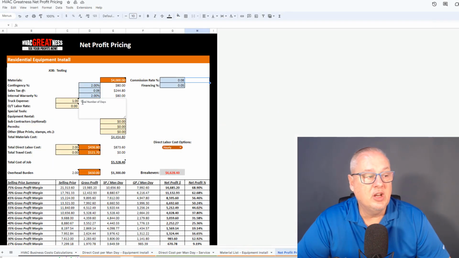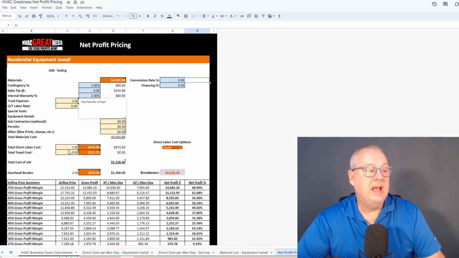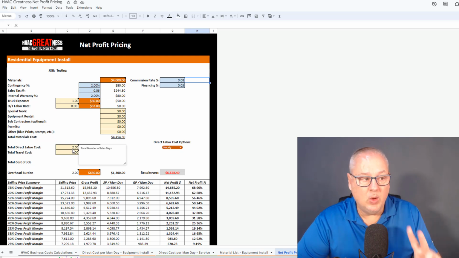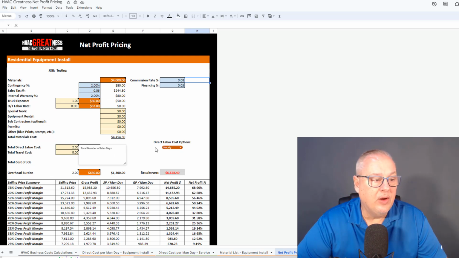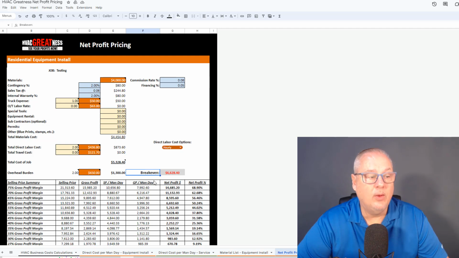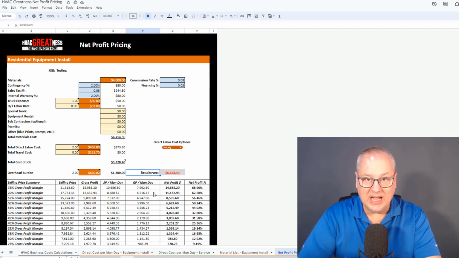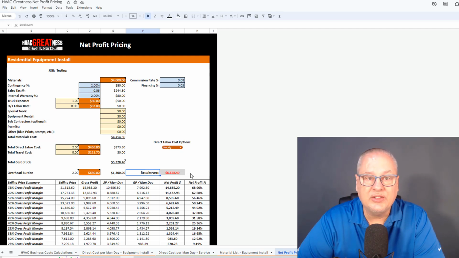So my truck is going to be sitting on that job for 1 day. I've got 2 man days, 2 men 1 day. And then we have our overhead built in there. I know exactly what my break even is on this job, right to the dollar. There it is, $6,628, because I know I built in a contingency on my equipment purchases.